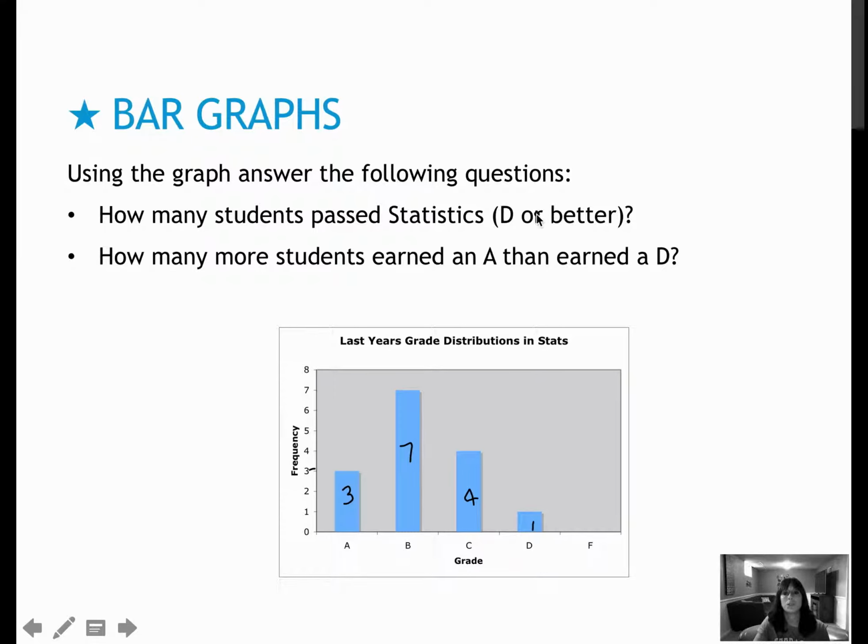So how many students passed the class? 7 plus 3 plus 4 plus 1, or 15 students. How many earned an A? How many more students earned an A than a D? So we had 3 with an A and 1 with a D. So 2 more students earned an A than a D.